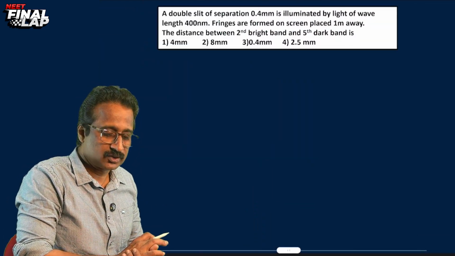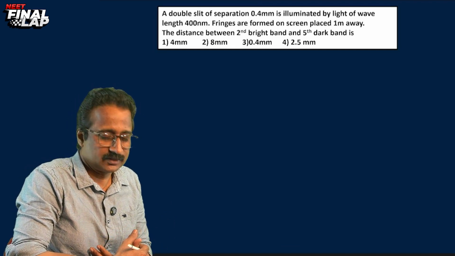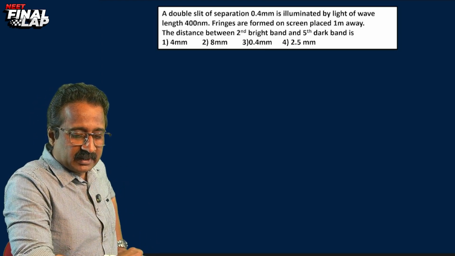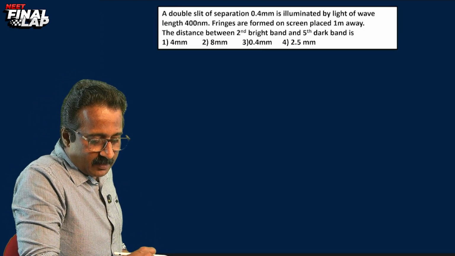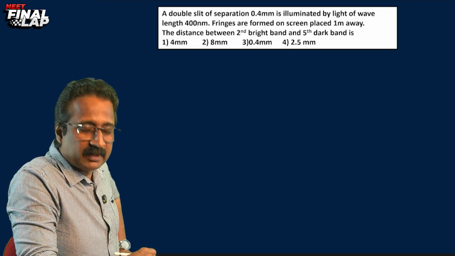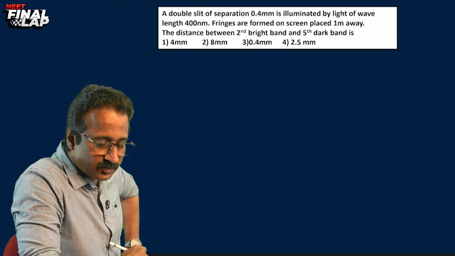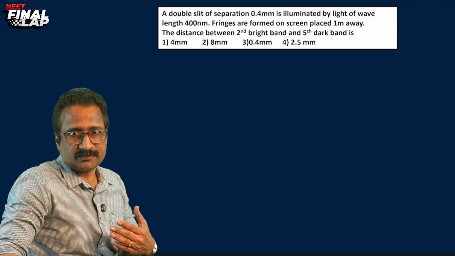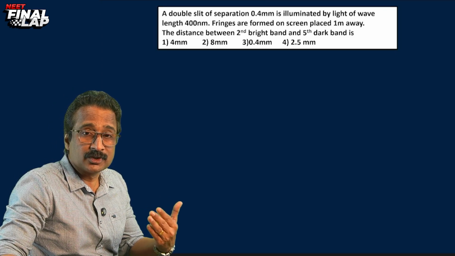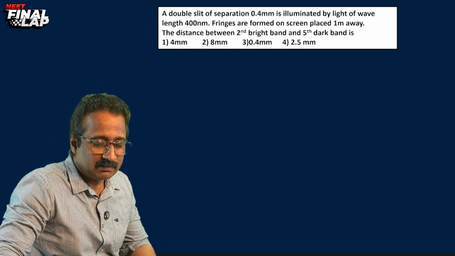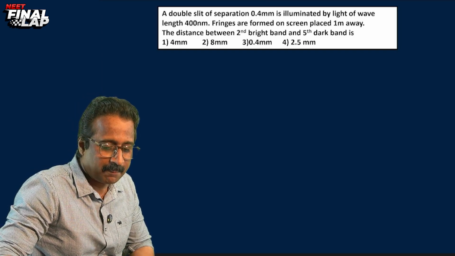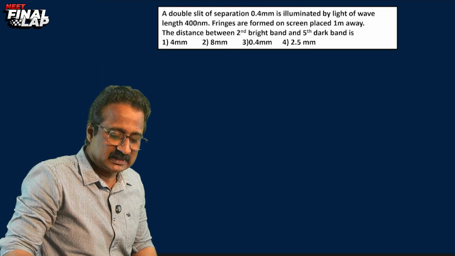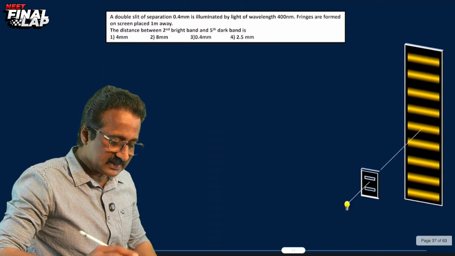I have one more question based on the same experiment, which is also almost a direct question. A double slit of separation 0.4 millimeter is illuminated by light of wavelength 400 nanometer. Fringes are formed on a screen placed 1 meter away. The distance between the second bright band and the fifth dark band is. So this is about finding the distance between two bands. They don't ask you what bandwidth is here, but they ask you the distance between two bands. Let us see what they're asking.